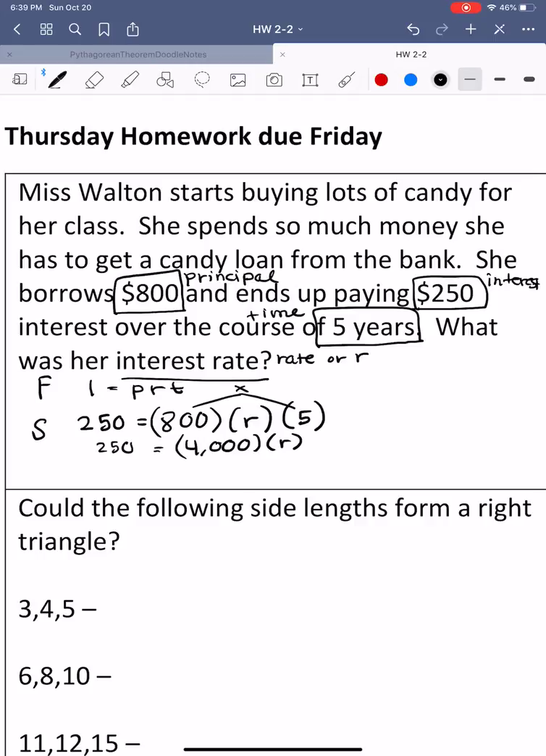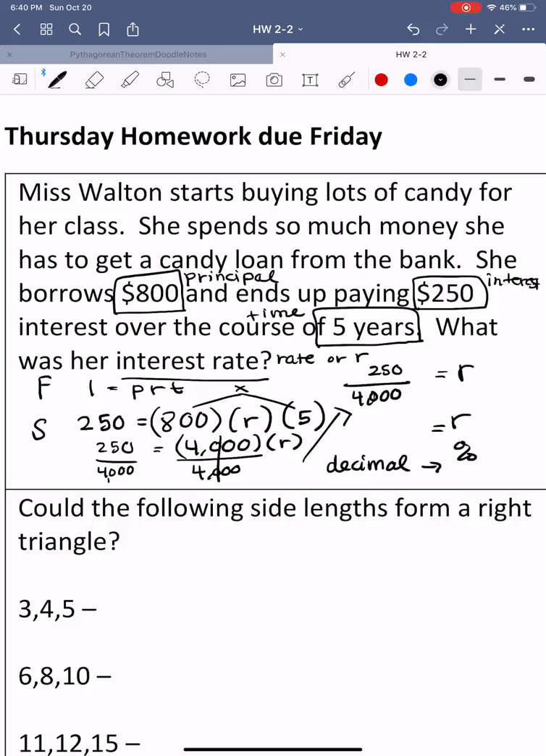So in order to get this R by itself, because that's what they're looking for, I'm going to have to divide both sides by 4,000. So R will be equal to 250 divided by 4,000. This will give you a decimal, but remember the interest rate needs to be a percent. So in order to turn a decimal to a percent, you have to multiply by 100. Okay.